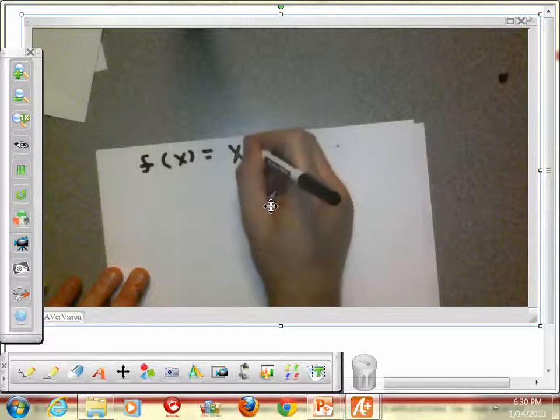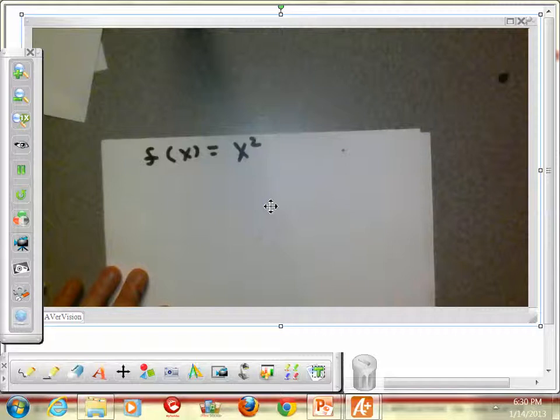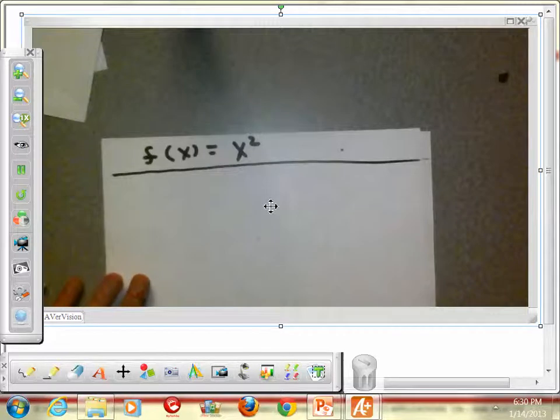X squared, I'm sorry. Let's do x squared. We all know how to take the derivative of that function. What is it? 2x. Let's use what's usually the three-step method, generally referred to as the definition of the derivative, to calculate what it is.